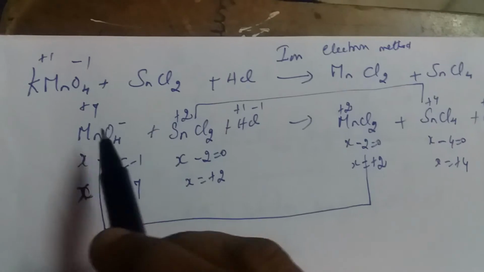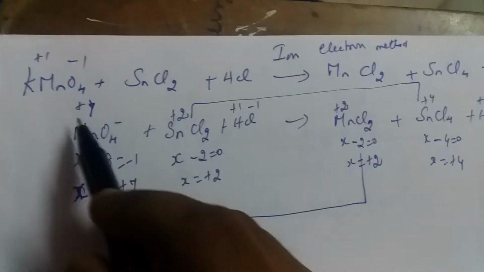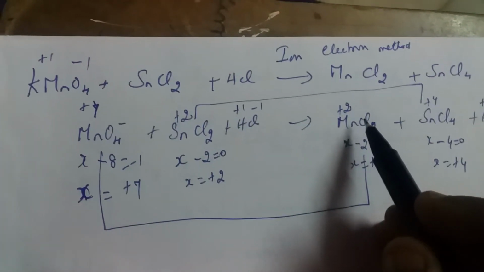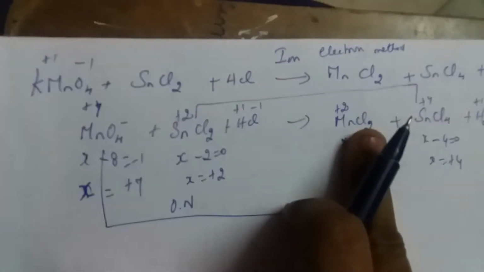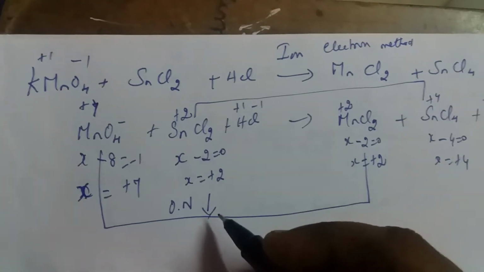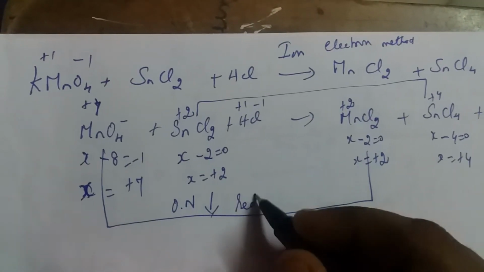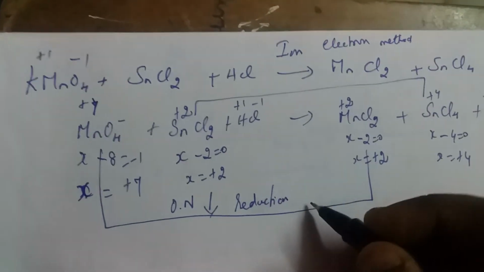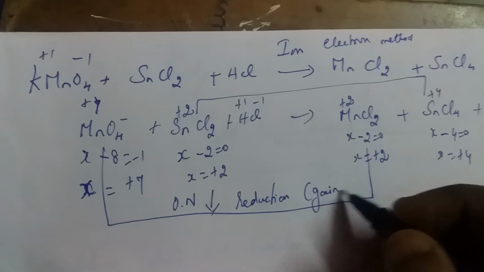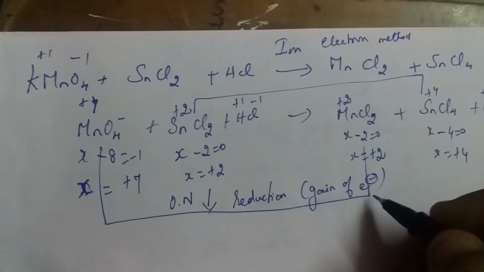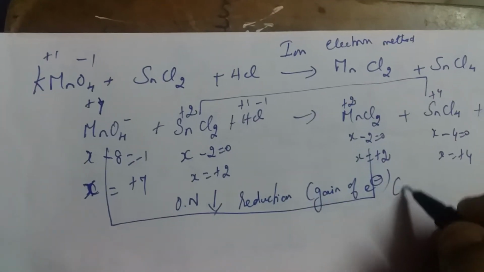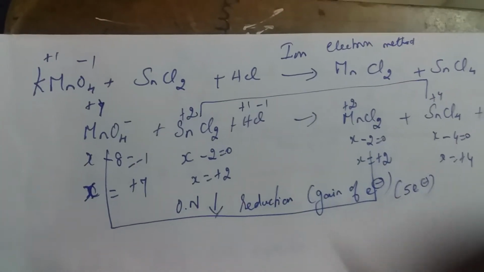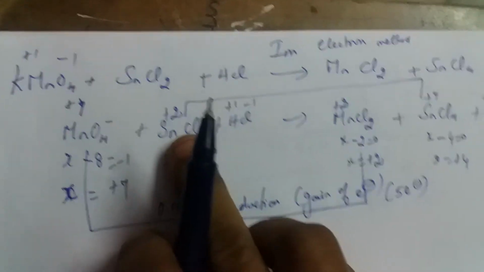Here manganese, the oxidation state is +7 to +2. Therefore the oxidation number decreases. If the oxidation number decreases, it undergoes reduction. Reduction means gain of electrons according to electronic theory. How many electrons does it gain? +7 to +2, 5 electrons it gains.